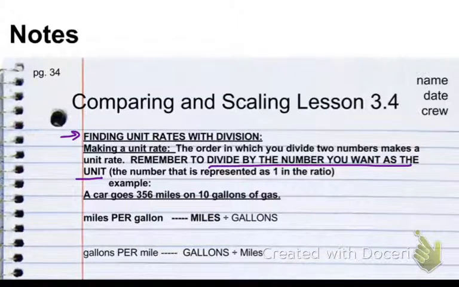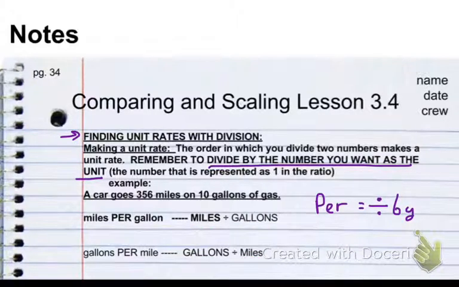Here is my little hint. Anytime we say per in the answer, it really means divide by. So if I do miles per gallon, I want to do miles divided by gallons. If I want the gallons per mile, I would have gallons come first and miles come second.